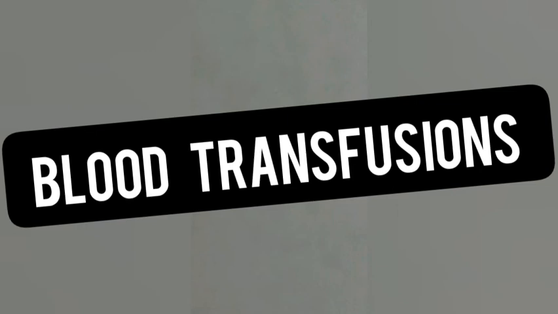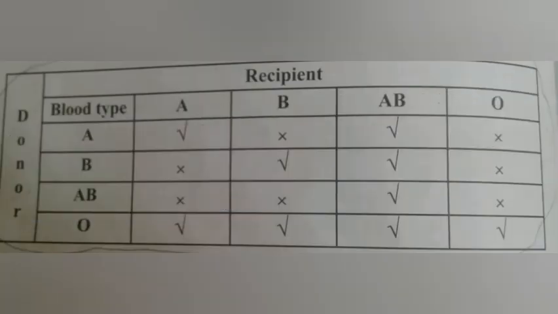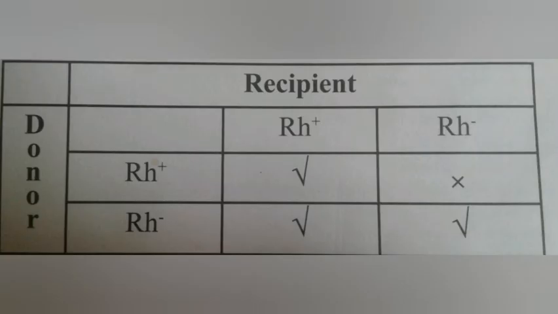Blood group AB can receive blood from all the blood groups. Therefore, blood group AB is called universal recipient. Blood group O can donate to all the other blood groups. Therefore, blood group O is called universal donor. We can transfer blood according to the following table. Not only that, but we also have to give the blood according to the rhesus factor.